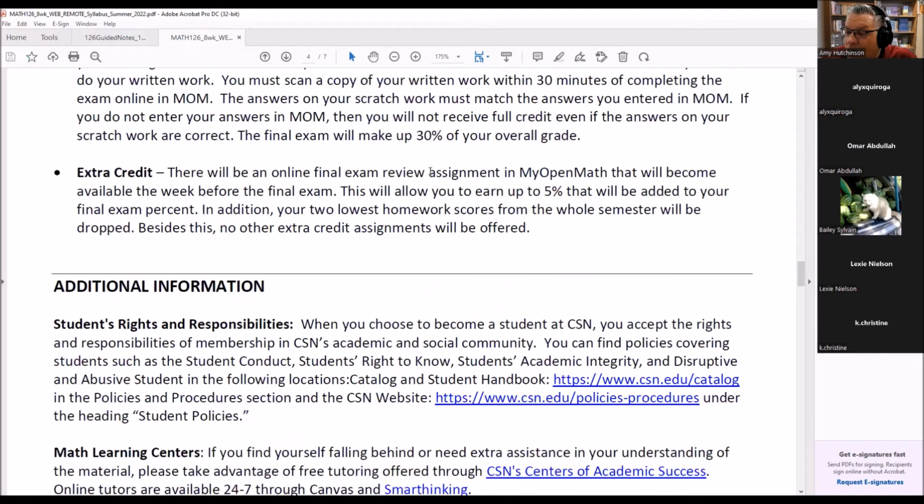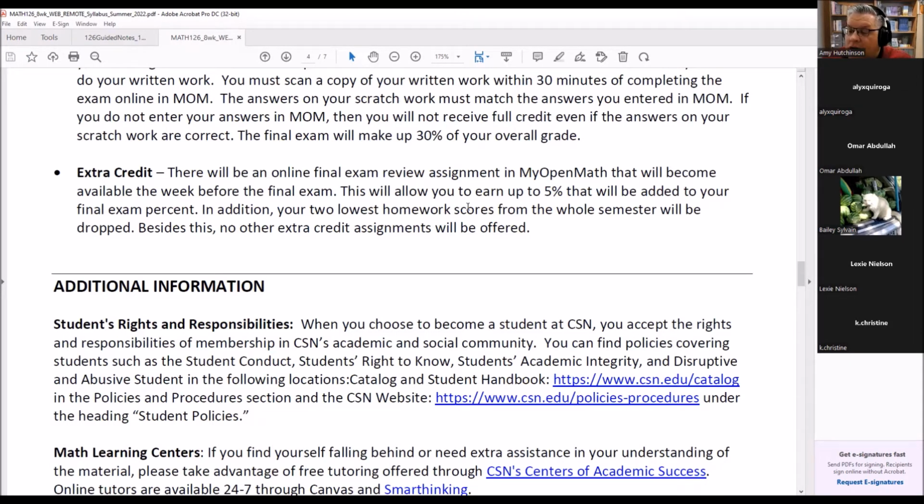Okay, so extra credit. Speaking of the final exam, there will be an opportunity for you to earn an extra 5% on the final exam with this extra credit assignment. This is going to be in My Open Math. It's going to open up about 2 weeks before the course ends. It's going to give you practice problems that look similar to the ones on the actual final exam, so this will be a really good tool for you to use.